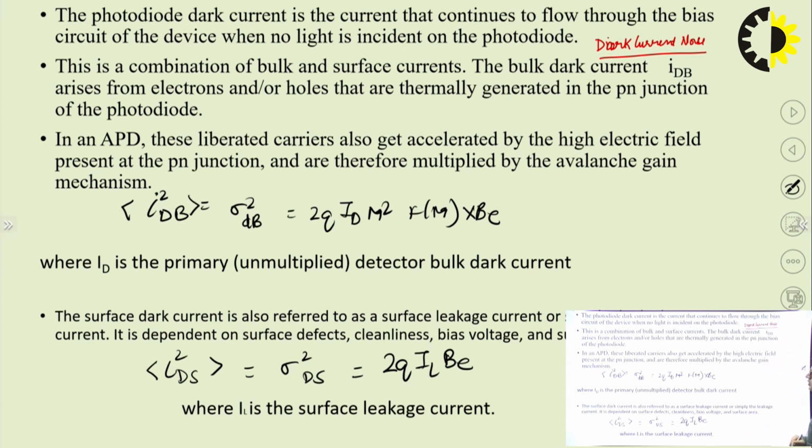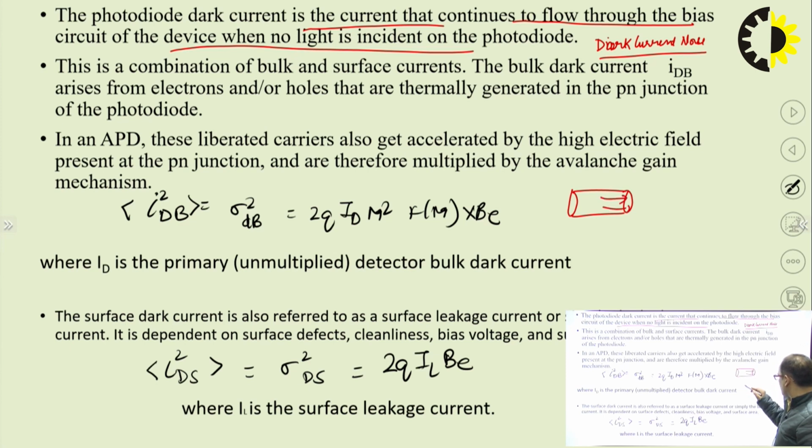Now the next type of noise is the photodiode dark current noise. The photodiode dark current noise is the current that continues to flow through the bias even when no light is incident on the photodiode. Let's say this is the optical fiber and the photons at the output of the optical fiber are incident on the photodiode. Now if no photons strike onto the APD or the PIN photodiode, the output current still flows through the bias. This is known as the dark current. Dark current means there is no input at the photodiode, but the current still continues to flow at the output. That is the dark current noise.